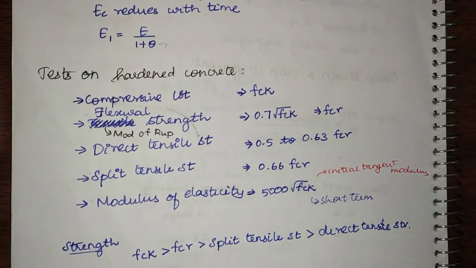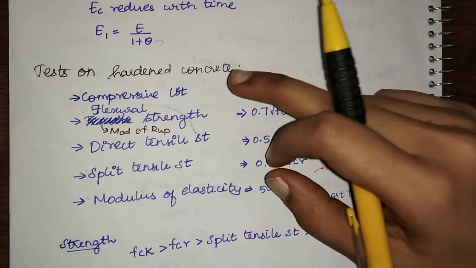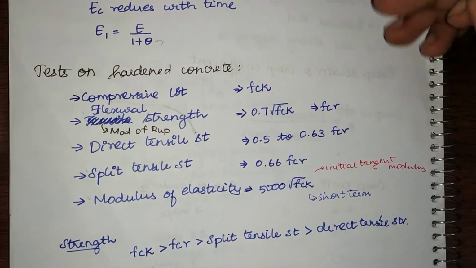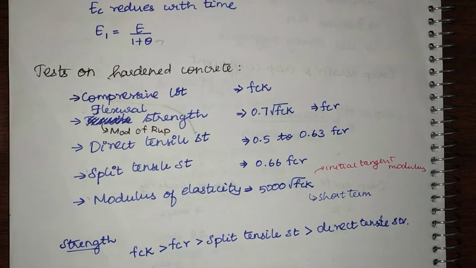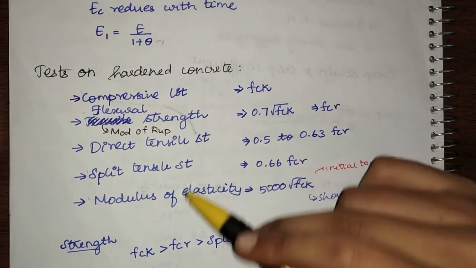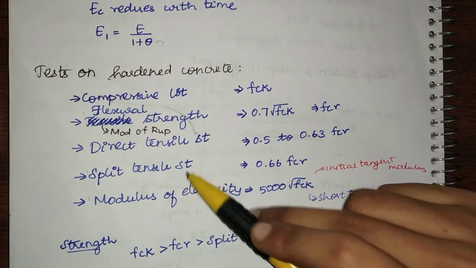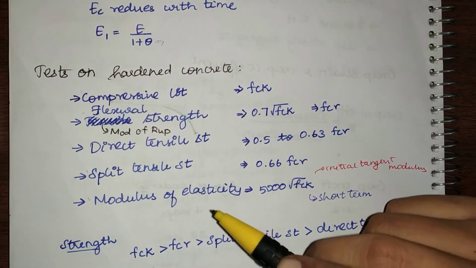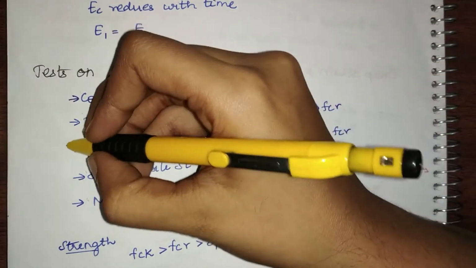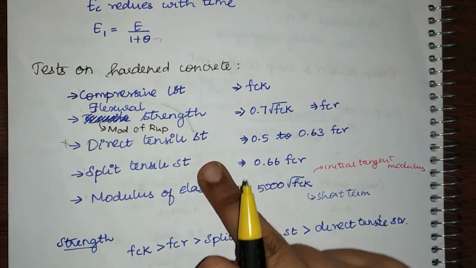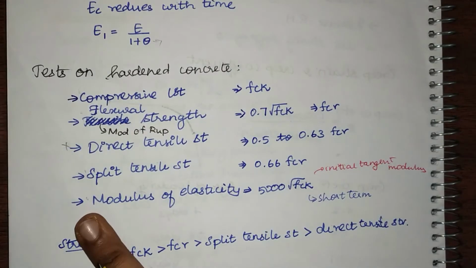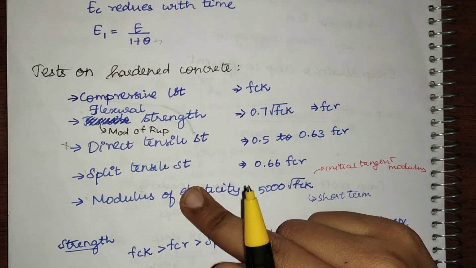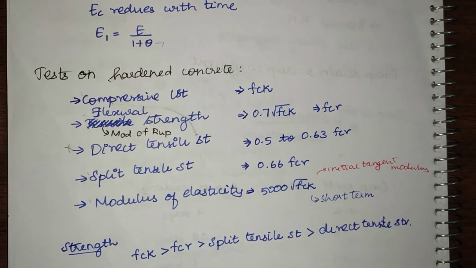Next is tests on hardened concrete. So here I have 5 strengths that can be found out from the tests on hardened concrete. They are compressive strength, flexural strength, direct tensile strength, split tensile strength, and modulus of elasticity. Here we don't have IS code provisions for direct tensile strength, though we have IS codal provisions for the other 4 strengths. So first let us see about compressive strength.